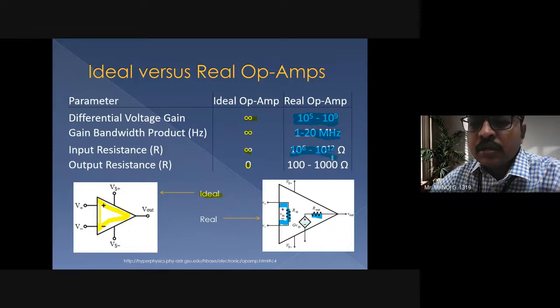And then your output impedance is also pretty much less. It's almost close to 100 to 1K. So this is the comparison of real-time op-amp and an ideal op-amp.